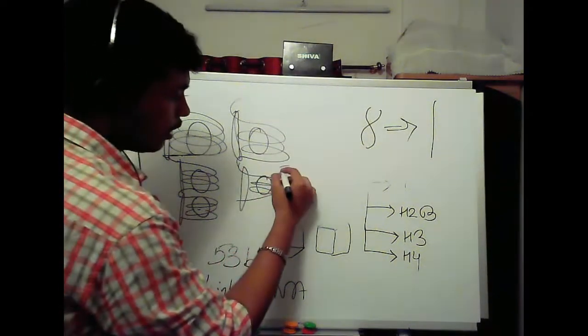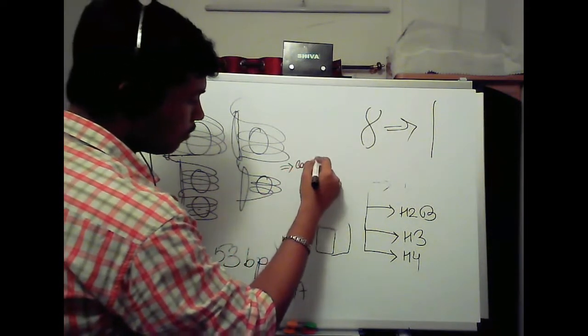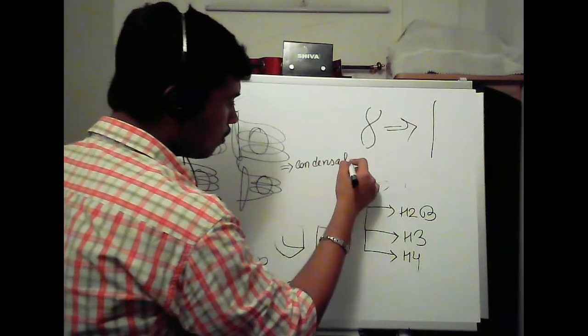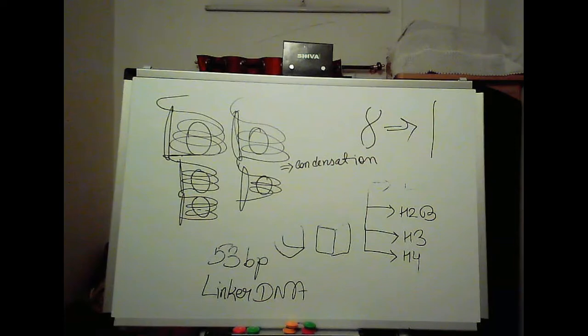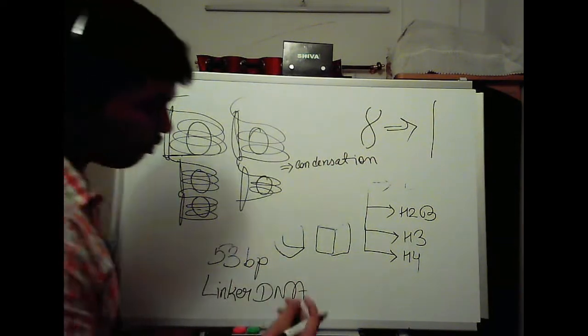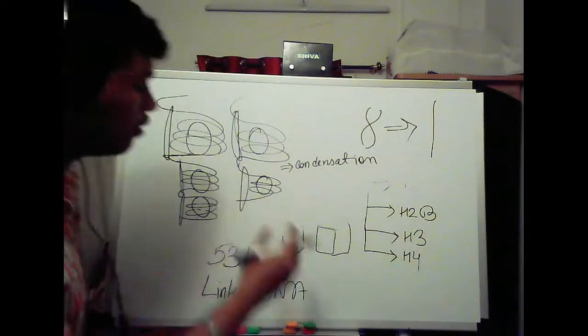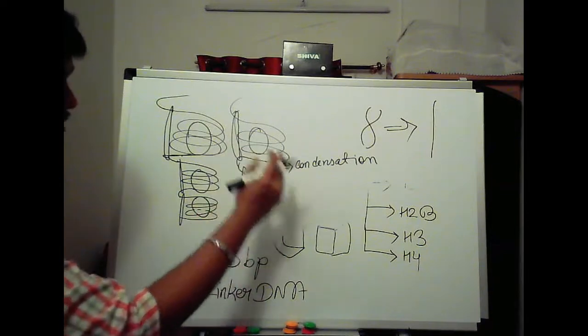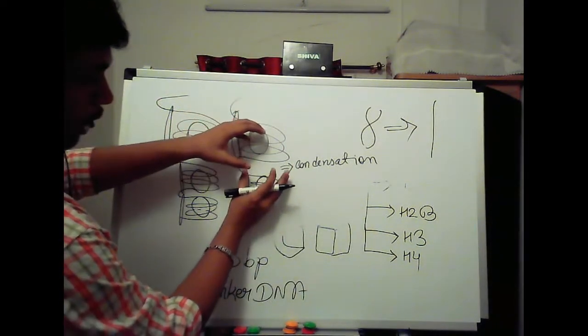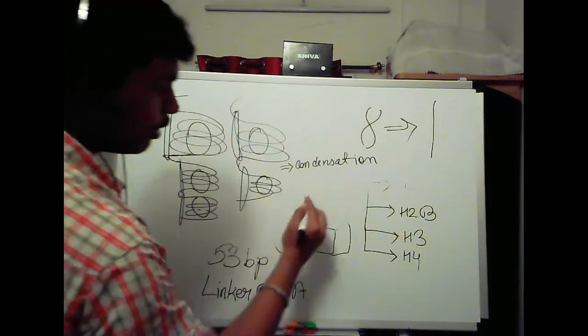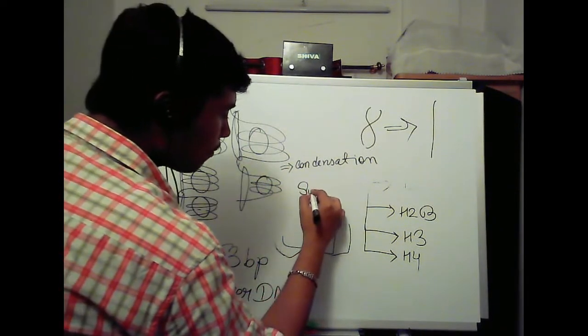This is known as condensation. So if anyone says DNA condenses, the chromatin network condenses to form chromosomes, this is what they mean. It's condensing, and then these again come close together, causing supercoiling.